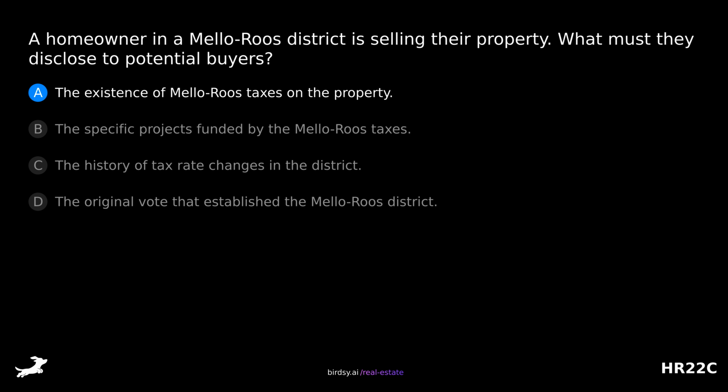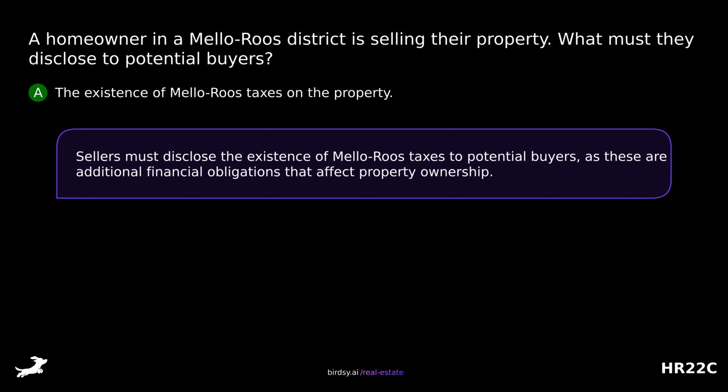Is it A, the existence of Mello-Roos taxes on the property, B, the specific projects funded by the Mello-Roos taxes, C, the history of tax rate changes in the district, or D, the original vote that established the Mello-Roos district? The answer is A, the existence of Mello-Roos taxes on the property. Sellers must disclose the existence of Mello-Roos taxes to potential buyers, as these are additional financial obligations that affect property ownership.